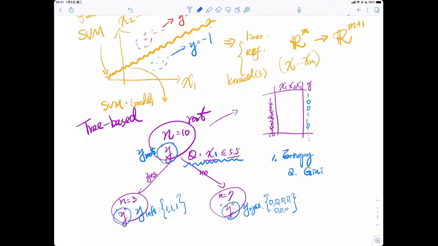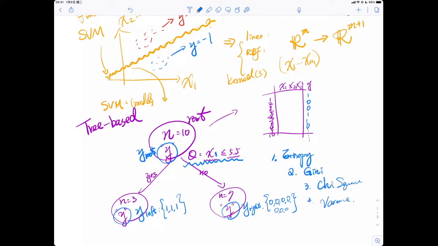If the question is very, very nice, and the y left and the y right, the component inside the y left and y right should be very pure. For example, all zeros or all ones. And that would be a very nice question. And you should use this as your first question. Okay? There are several different index.